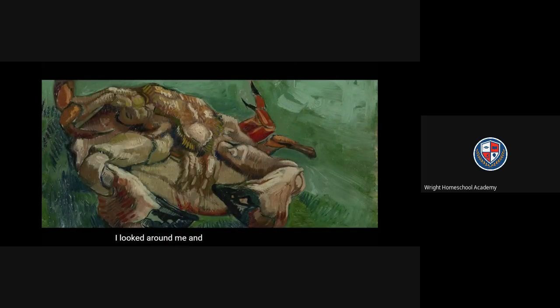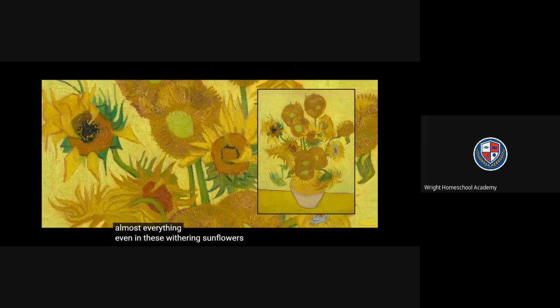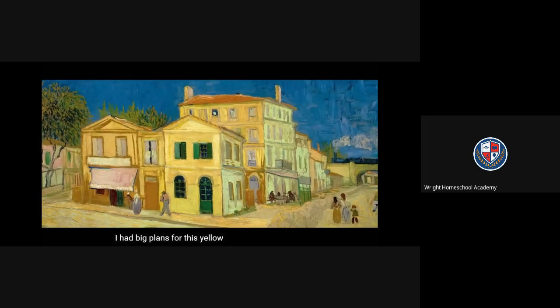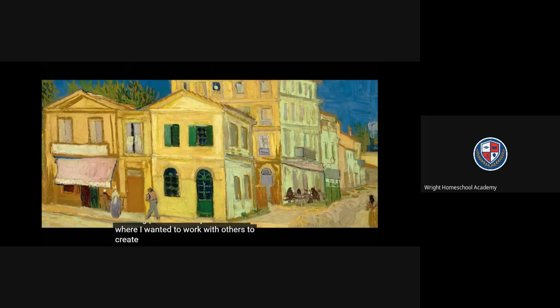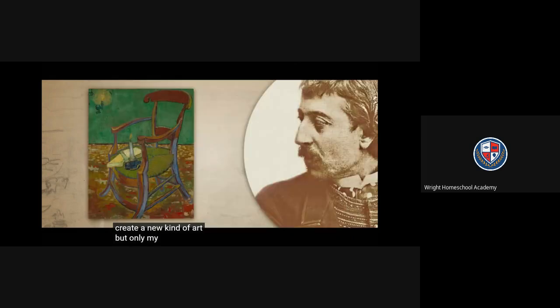I looked around me and found beauty in almost everything, even in these withering sunflowers. I had big plans for this yellow house. It's where I wanted to work with others, to create a new kind of art. But only my artist friend Gogh came south. We had the most fierce discussions about art. What should you paint? What you see with your eyes, or what you see in your mind?